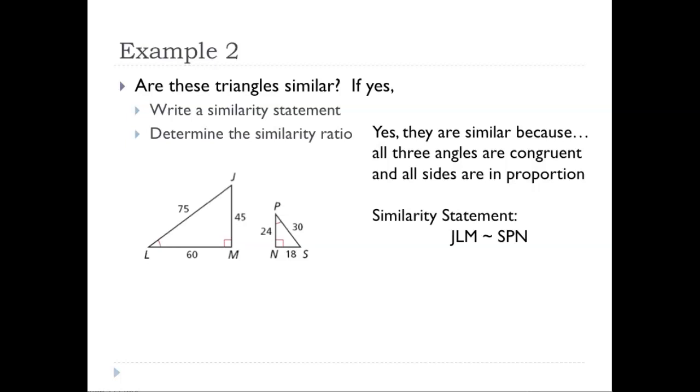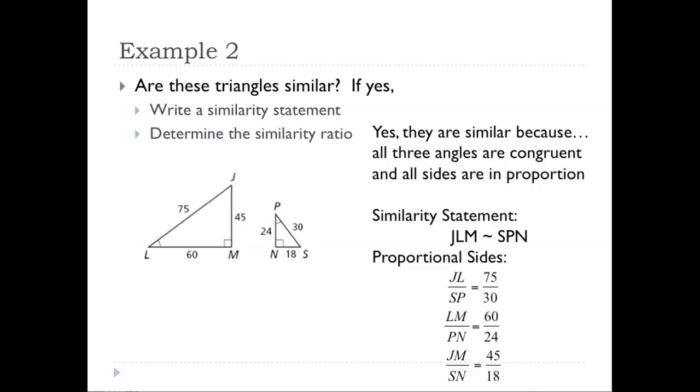From there, we can write our proportional sides. So JL over SP, LM over PN, and JM over SN. So that first one would be 75 over 30. Next would be 60 over 24. And the last one would be 45 over 18. And simplifying each of those, we get 5/2 each time.